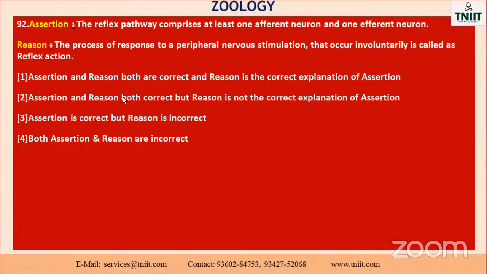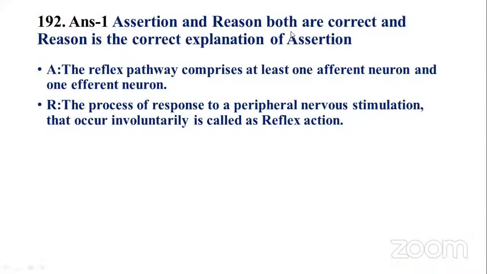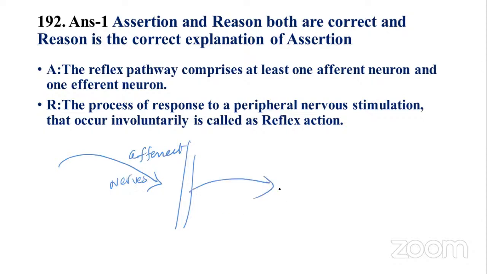Both are correct. See, that's one. Assertion and reason are both correct, and the reason is the correct explanation of the assertion. The reflex pathway comprises at least one afferent neuron and one efferent neuron. What is afferent? What is efferent? Afferent means coming inside. One nerve carries the impulse and transfers it to the central nervous system. This is called afferent nerves. Efferent means going outside. This one is called afferent. Efferent means exit.